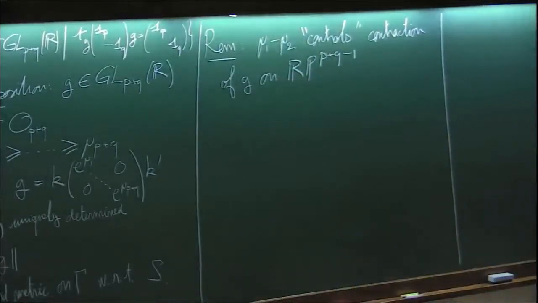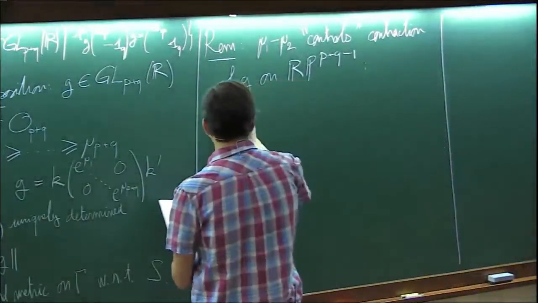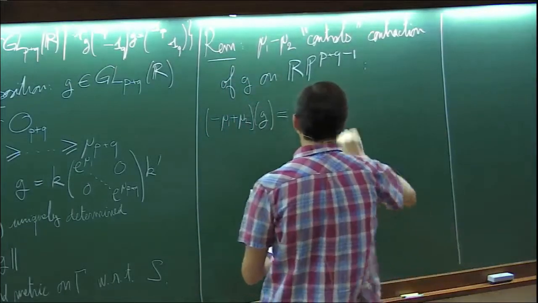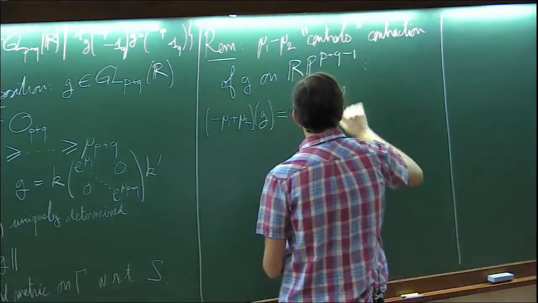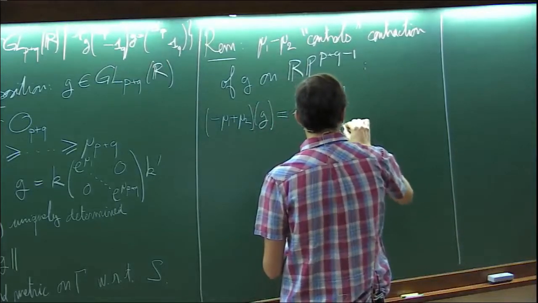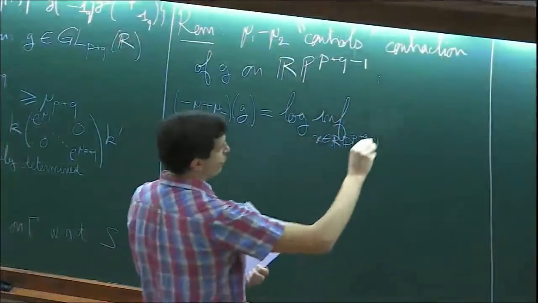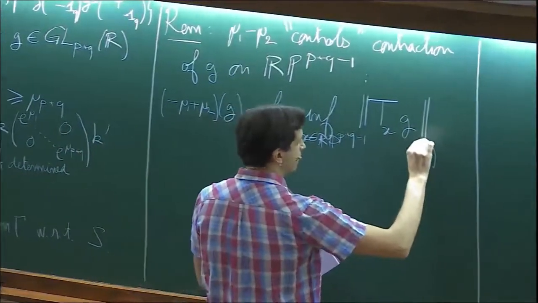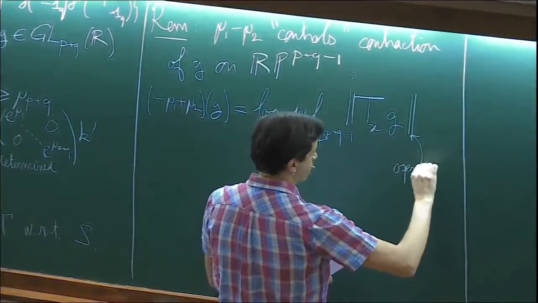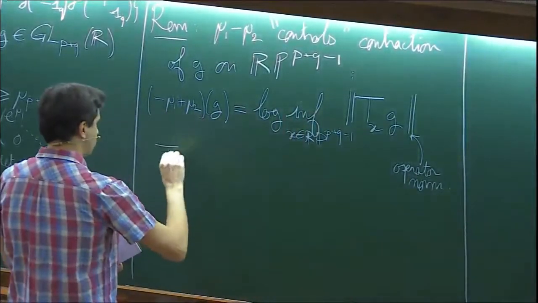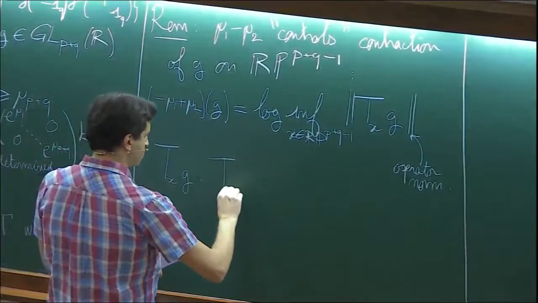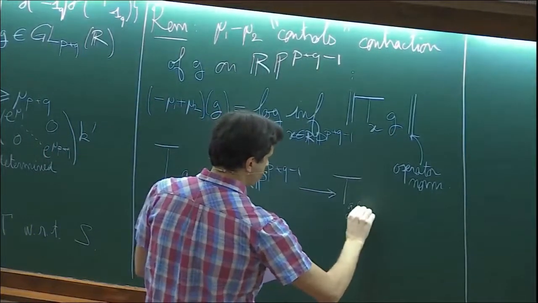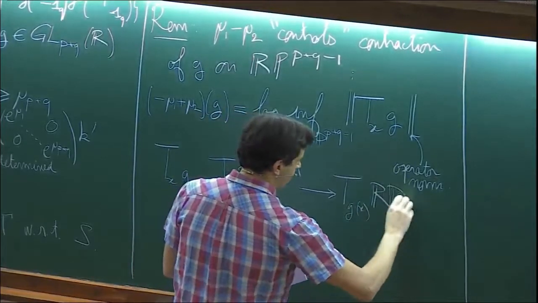And how can I make this precise? It's the opposite of mu 1 minus mu 2 of G. So I think this formula is correct, but I'm not sure. It is a logarithm of the infimum over x in the projective space of the operator norm of the derivative of G at x. Okay, so this is the operator norm. The derivative of G at x goes from the tangent space at x of the projective space to the tangent space at G of x to the projective space.